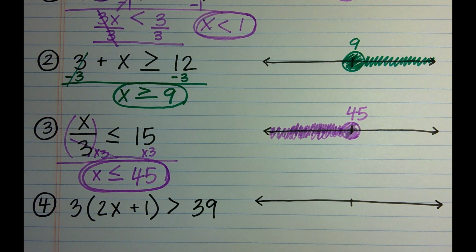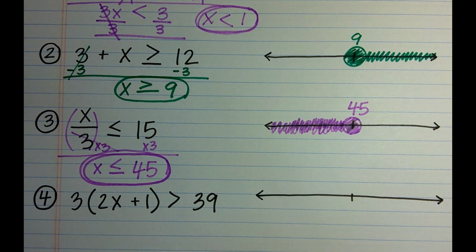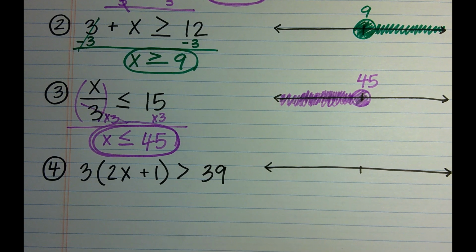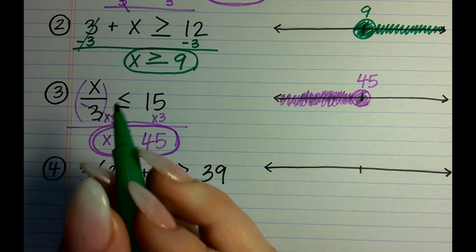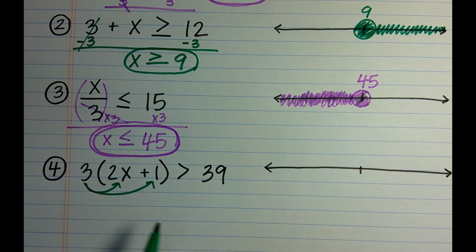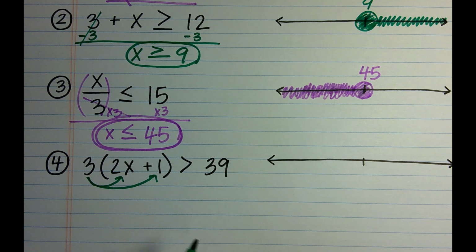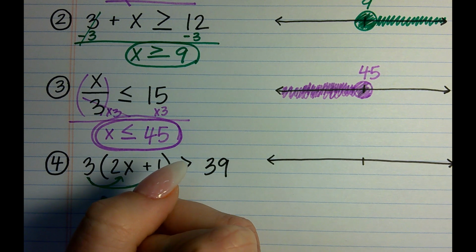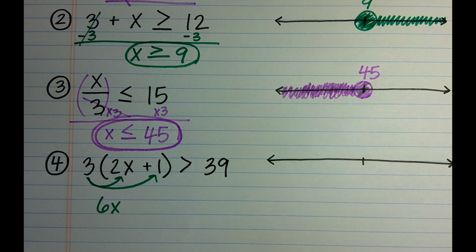Any questions on 3? Let's do 4. Last one. I have 3 times 2x plus 1 is greater than 39. Either distribute or divide. Which one do you want to do? Distribute. Let's distribute. So 3 times 2x and 3 times 1. What's that going to give me? 3 times 2x is 6x. Good. 3 times 1 is 3.